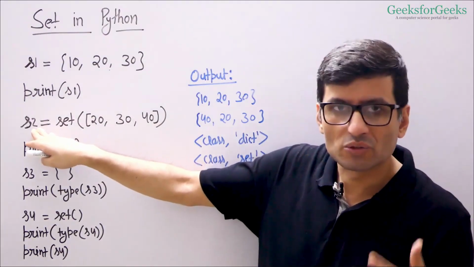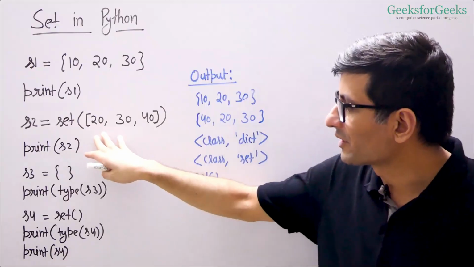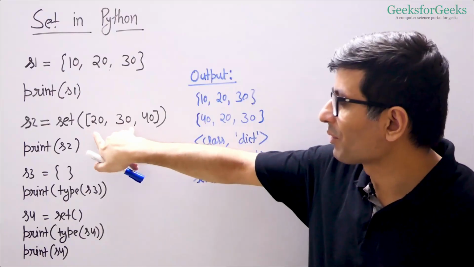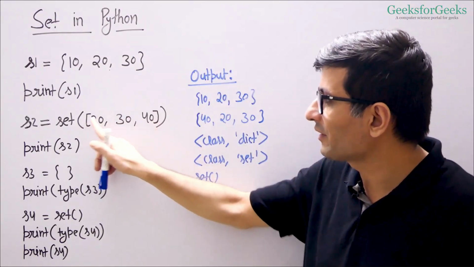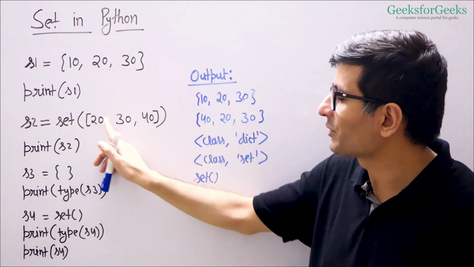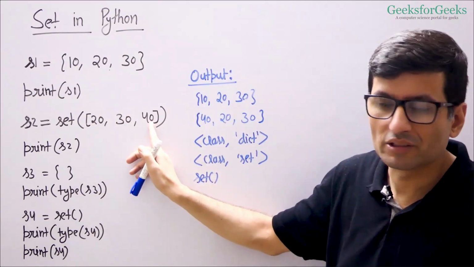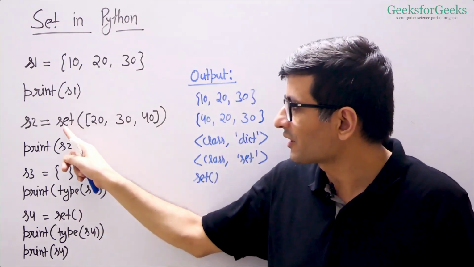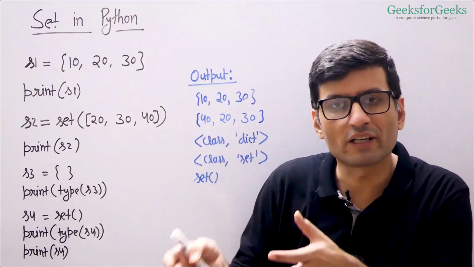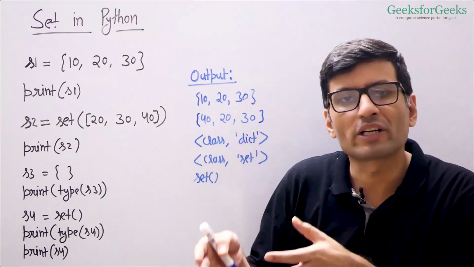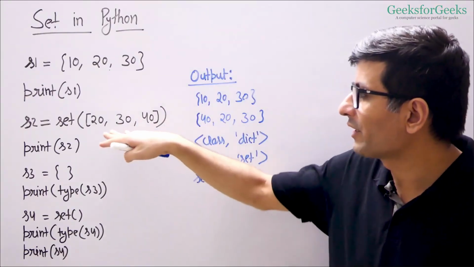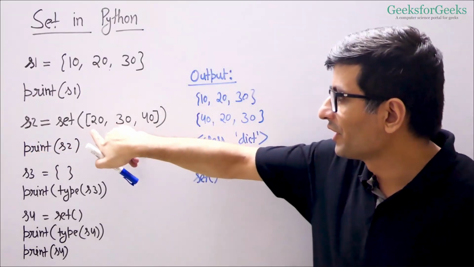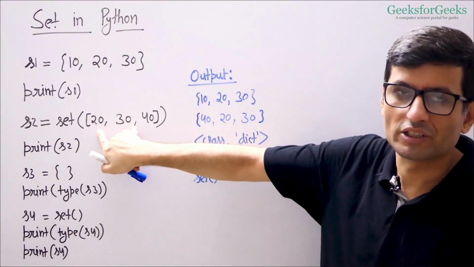Here is another set S2, which is created using a list. I use a set constructor here, and with the set constructor, I provide a list. It's a square bracket, right? So it's a list. I provided a list with 10, 20, 30, 40 values. So it creates a set with the values from the list. In this constructor way of creating a set, you can provide another set as well. You can provide a tuple as well. So whatever you provide, it takes the items of that collection and creates a set for you. So here I have provided a list with values 20, 30, 40.